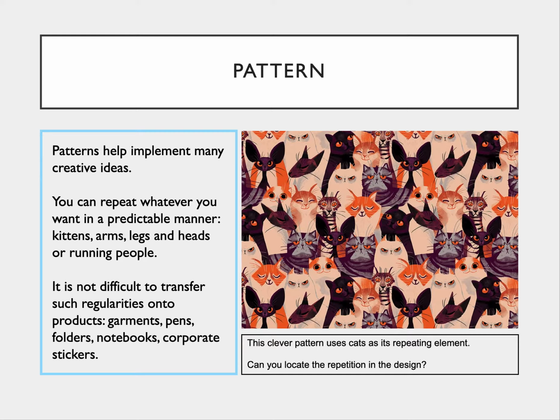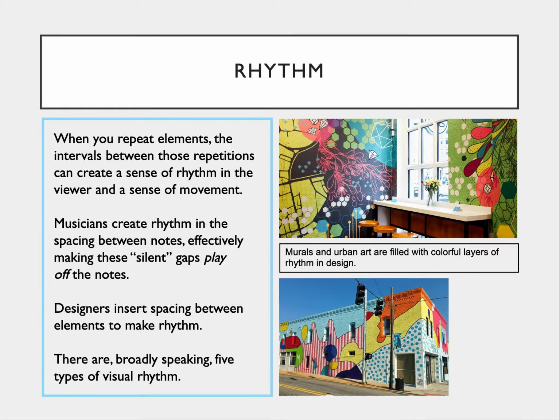Patterns can also help implement creative ideas. I don't know if you guys have seen this or not. This is a fabric. And it just uses cats as the repeating element. But it also varies them. Can you find the repetition? Can you see how and where they've created the repetition? You can repeat whatever you want, anything. Kittens, arms, legs, heads, people, bricks. And so then we can use those patterns to make fabric or wallpaper or other coverings that we use to create really interesting accents in our designs.